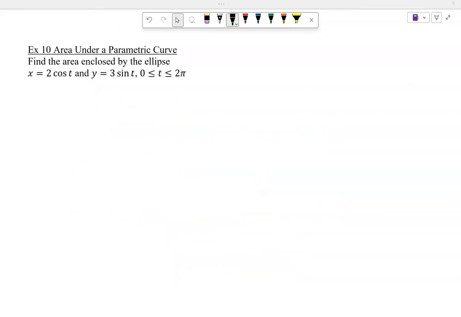Let me go ahead just to kind of get a feel or draw this ellipse here. Let me go ahead and eliminate the parameter. I know sine squared t plus cosine squared t is 1. See how the sine of t, if I solve this for sine of t, I'd have y over 3.